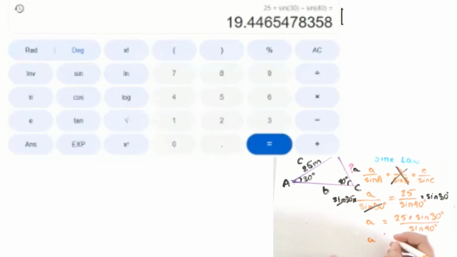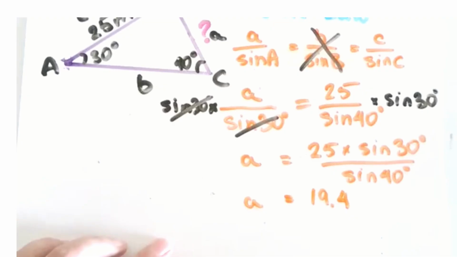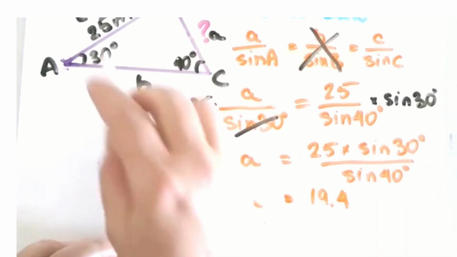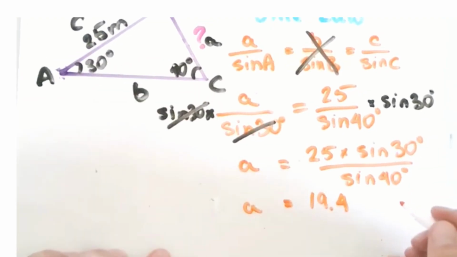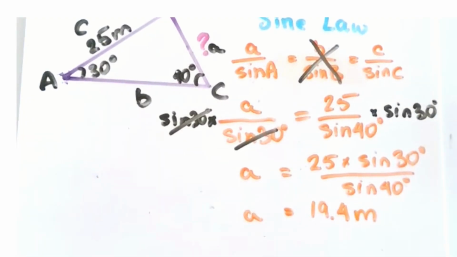Okay, now we just hit equal and we get our answer. So a equals 19.4. Okay, and if my question has units in it, my answer better have units in it as well. So a equals 19.4 meters. And that's all. That's how it's done.